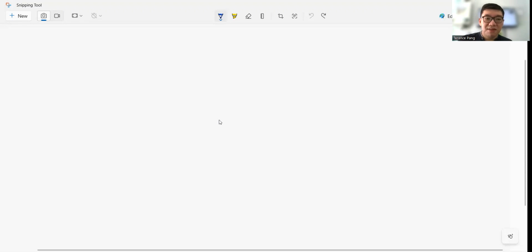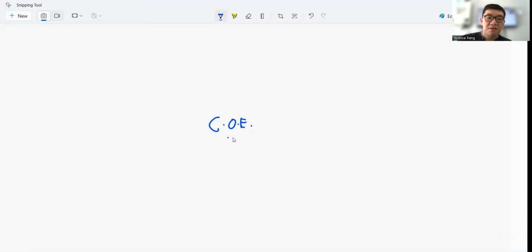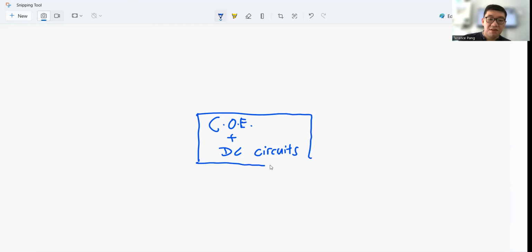Okay, here are the basics. We are combining current of electricity with DC circuits. So basically all the electrical stuff. What are the basics? We start off with current. What is the current formula? I equals to Q over T.